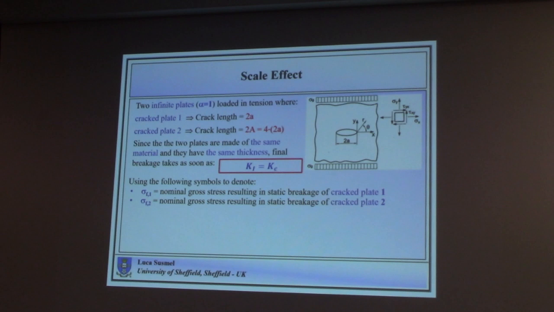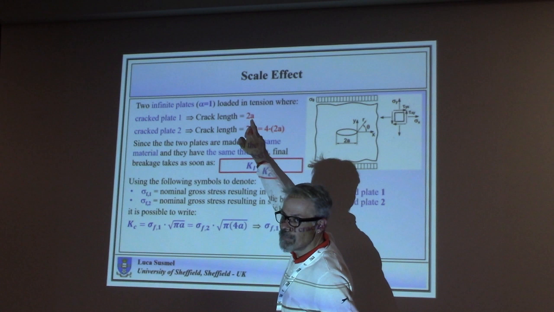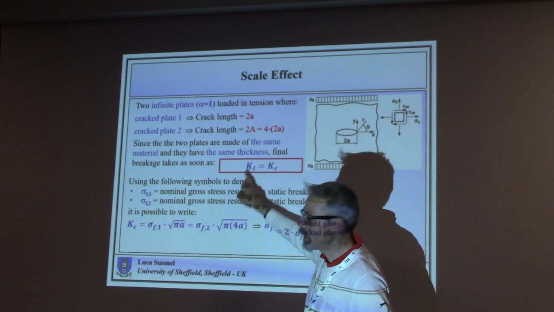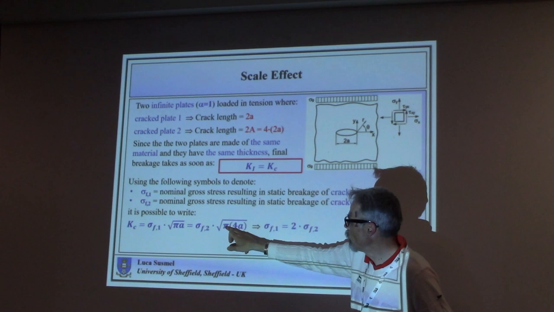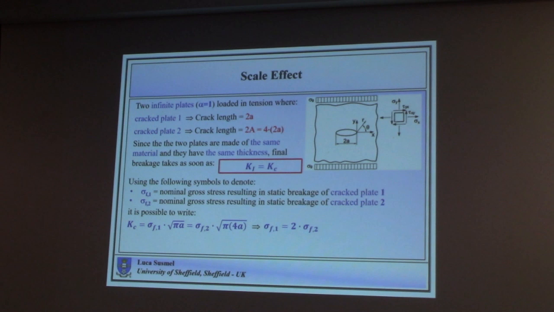We do our calculations. This is Kc for plate 1. So Kc, clearly, when this condition is assured, is sigma F1 times the square root of pi times a, where a is the semi-length here. Since the two plates fail under the same value of Kc, Kc must also be equal to sigma F2 times the square root of pi times 4A, simply because this is 4 times A. So I keep playing with my equations, and I would end up saying that, in theory, the small plate is much, much stronger than the bigger plate in terms of nominal stresses. Why is that?